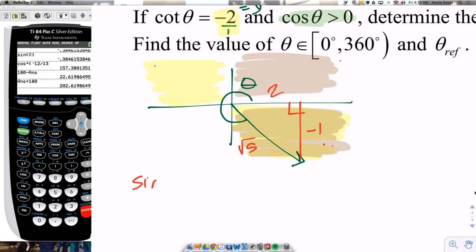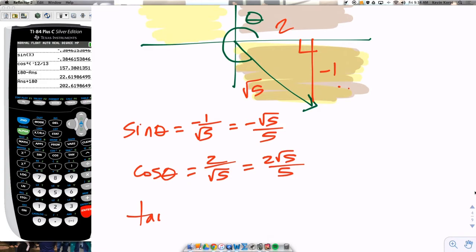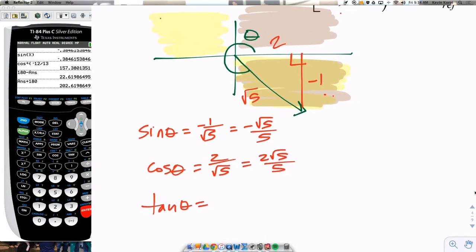So sine of the angle theta, again, don't forget your theta, is y over r, which is -1 over the square root of 5, which when you simplify is -√5/5. Cosine of theta is x over r, which is 2 over the square root of 5, or 2√5/5. Tangent is y over x, which is -1 over 2, so -1/2.